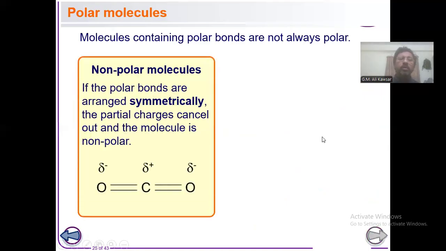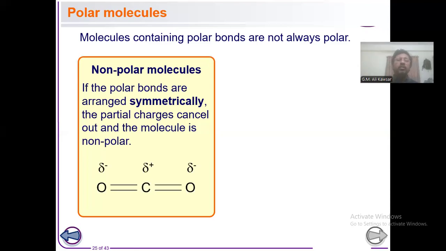But it is very surprising that sometimes in a molecule, the bonds are polar, but the molecule is non-polar. If we look at this example, the carbon-oxygen bond is polar because there is a significant electronegativity difference between carbon and oxygen. But the same bond remains on both sides of the carbon atom, and they form bonds with each other at a 180-degree angle. So whenever they form bonds at a 180-degree angle between the two sides, their polarization will be cancelled out.